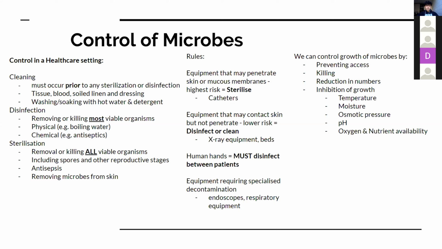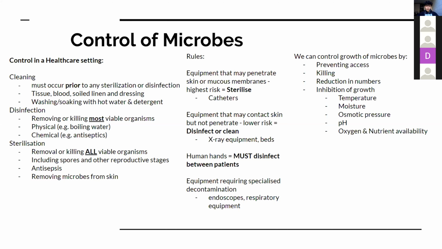So these are the basic rules: anything that enters the skin, sterilize it, like a catheter. Anything that may contact skin but not penetrate it, like X-ray equipment or linen, just disinfect or clean. And then human hands, disinfect your hands, use chlorhexidine. Don't mess up your OSCEs because you don't wash your hands. And then some other equipment requires some specialized decontamination.